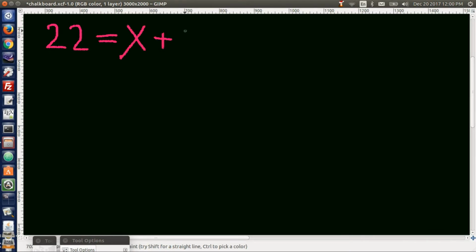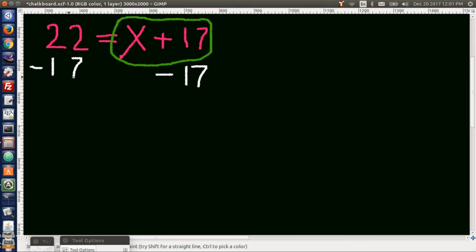So let's say we now have 22 equals x plus 17. Now the variable is on the right side of the equal sign. That doesn't matter. It's still the 17 that governs what to do. And you must here subtract the 17 on both sides.